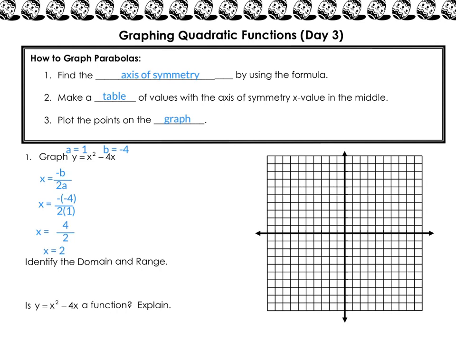So why is that helpful? That's helpful because that tells me that in the middle of my table, I want to make sure that I have the 2 value. So I'm going to write my table, and I'm going to make sure that the 2 goes right in the middle of my table of values. And then I'm going to fill in 3 points above and 3 below.